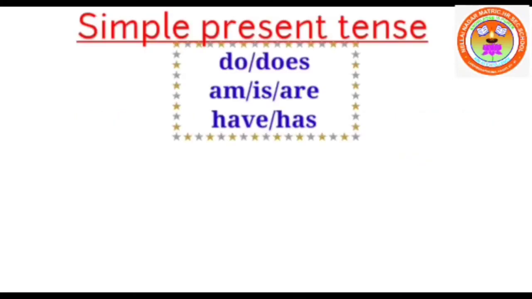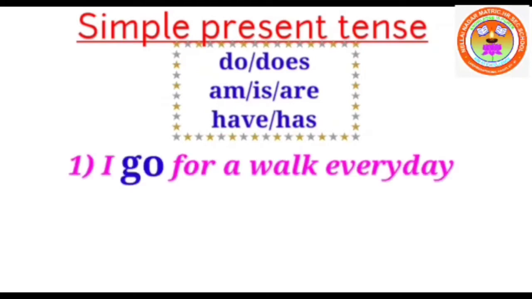Simple present tense is to express habits or general truth. So here look at the structure. When we use either do form, do or does, or be form, am, is, are, or have, has, we will get simple present tense. The first example is, I go for a walk every day. Here the verb is go. It is in the do form. Every day denotes the habits.